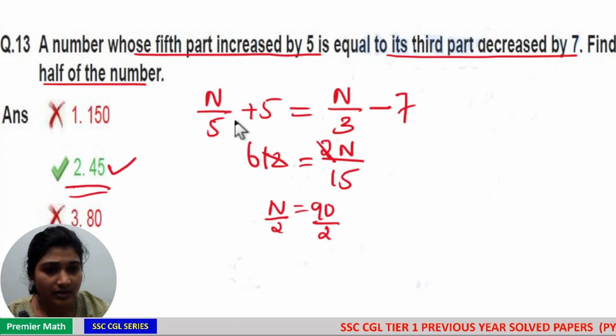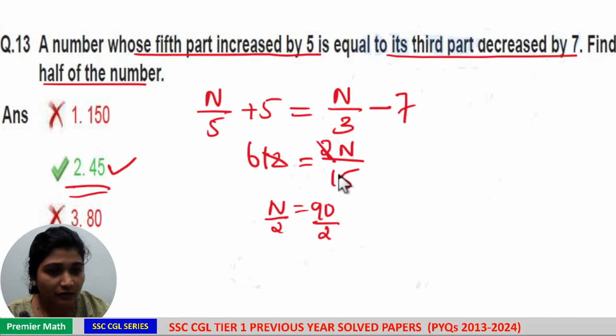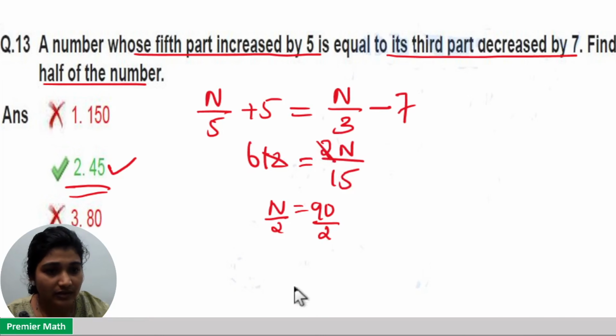Here n by 3 minus n by 5 is equal to 2n by 15. That is 5 into 3, 15 and 5 minus 3, 2.